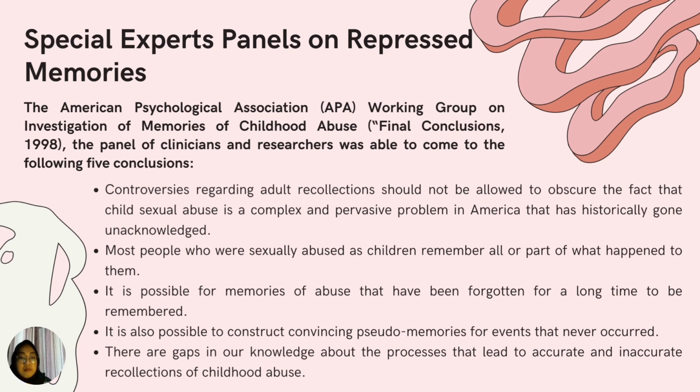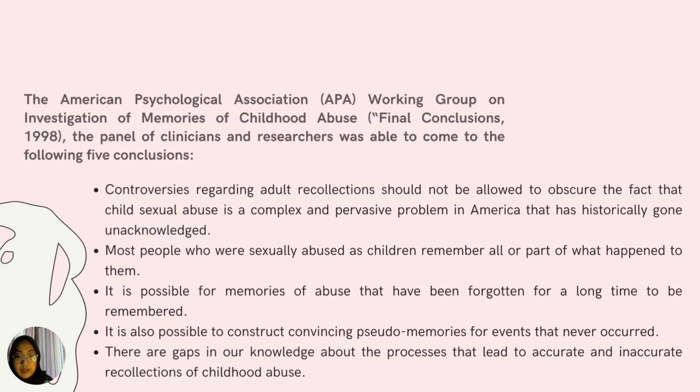Second, most people who were sexually abused as children remember all or part of what happened to them. It is possible for memories of abuse that have been forgotten for a long time to be remembered, and it is also possible to construct convincing pseudo-memories for events that never occurred, and there are gaps in our knowledge about the processes that lead to accurate and inaccurate recollections of childhood abuse.